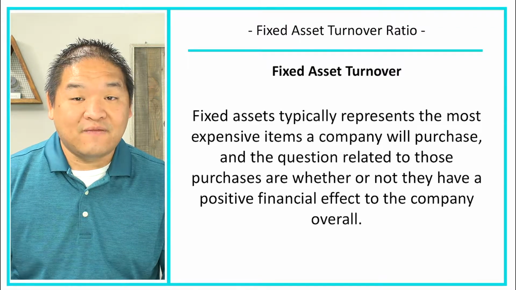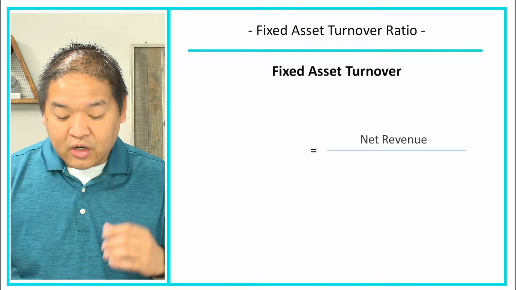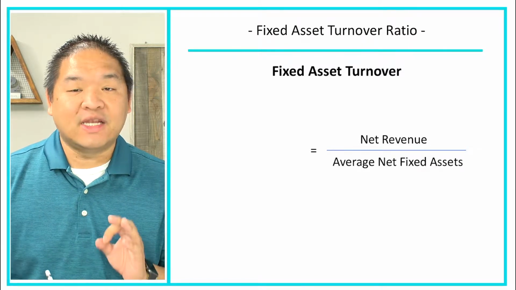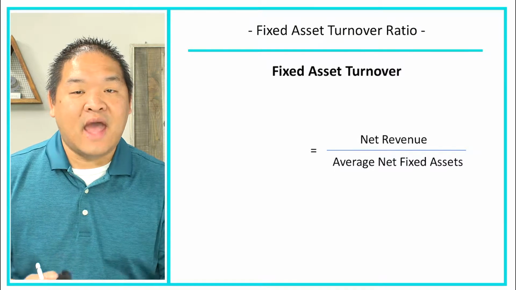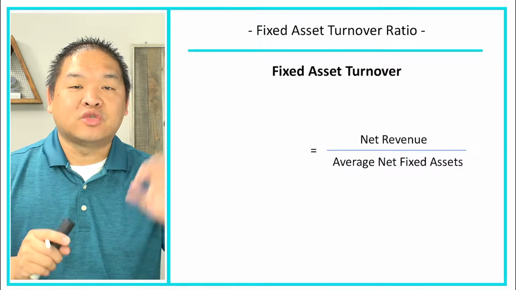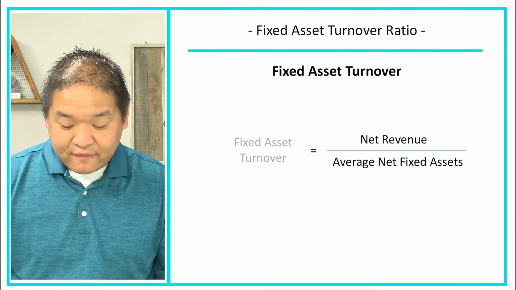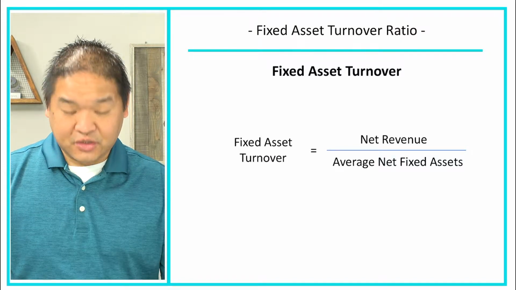Now, to calculate the fixed asset turnover ratio, we are going to take the net revenues and divide it by our average net fixed asset. Net after depreciation, average, we're going to take the beginning and ending and divide it by 2. That's going to give us our fixed asset turnover.